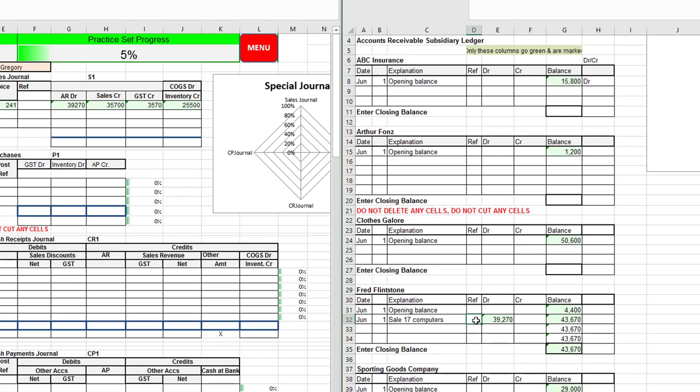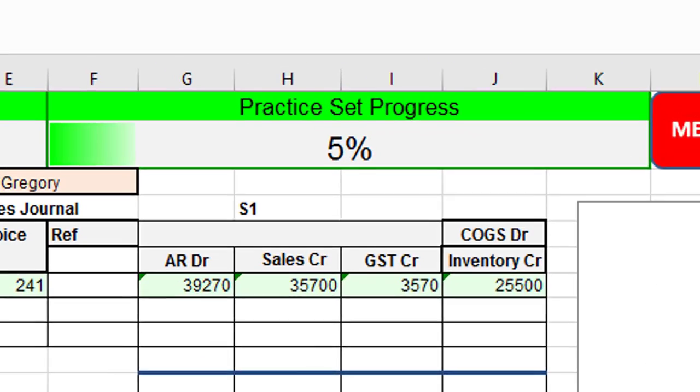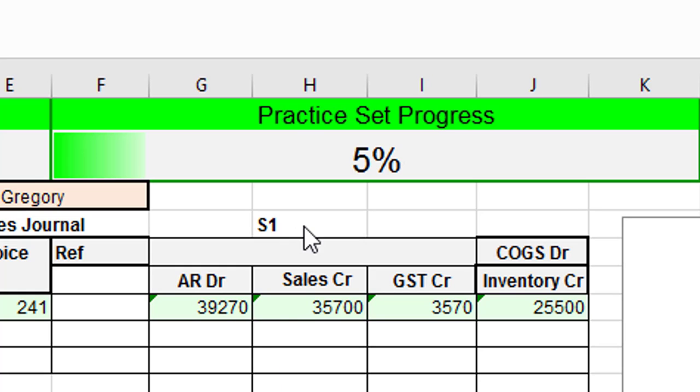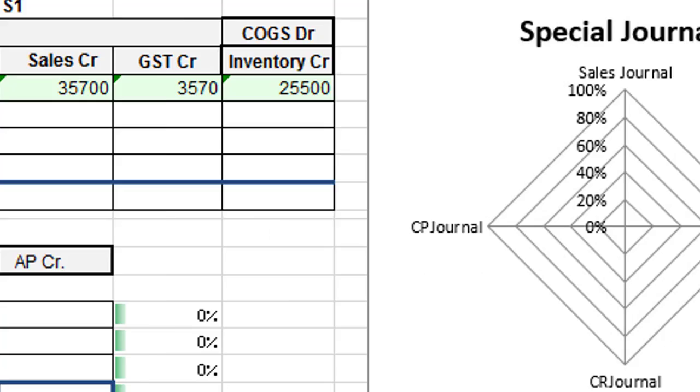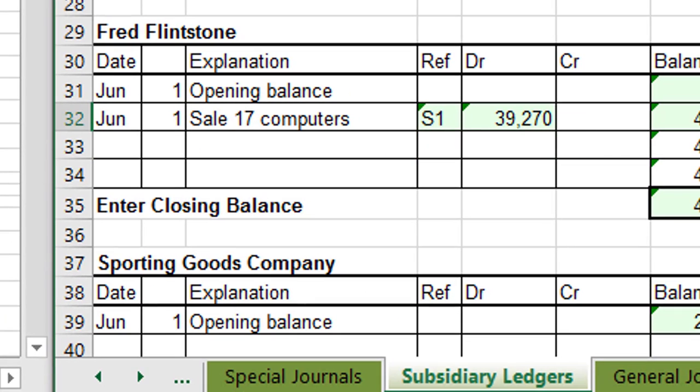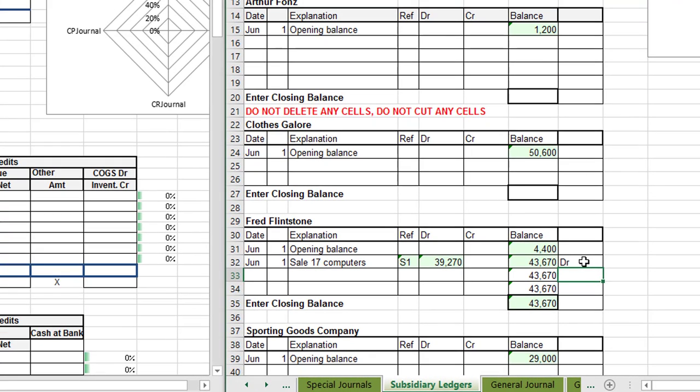Now a few things we need to do. This is the journal reference column. So this comes from the sales journal and it is S1. It is number 1 in the sales journal. You'll see that back over here written there. What we could do, if we want the links to keep going, is go equal S1. And this is normal balance as a debit. Again, we can put that in, but we don't need to. But the space is there for you to do that if you wish.